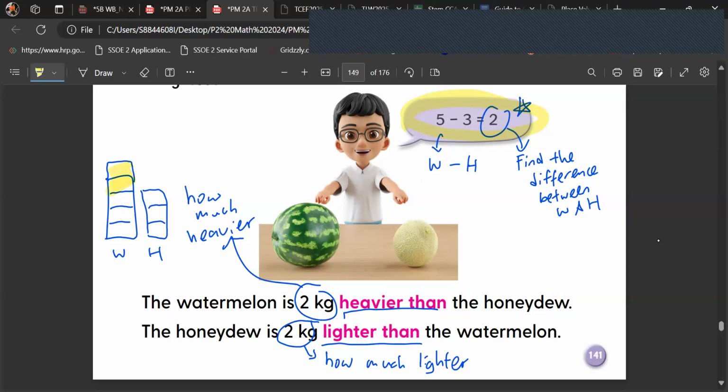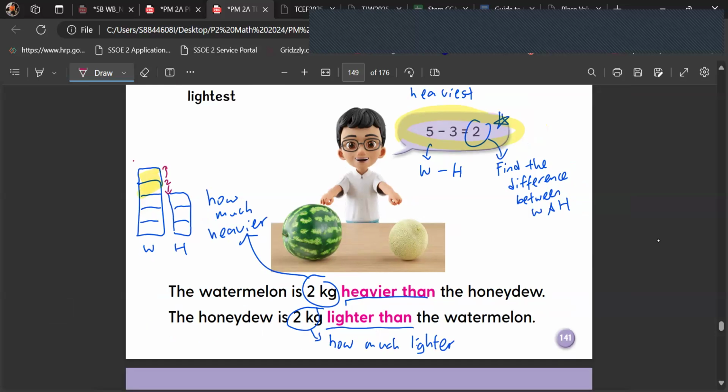So if I don't have this difference here, which is 2, the watermelon will become just like the honeydew. If I add on the 2 units, 2 kilograms to the honeydew, it becomes just like the watermelon. Okay? Now, you will see more of these drawings later in the next few pages when we start to do bar model drawings for solving word problems. Okay?